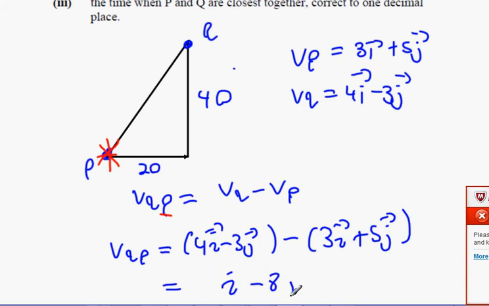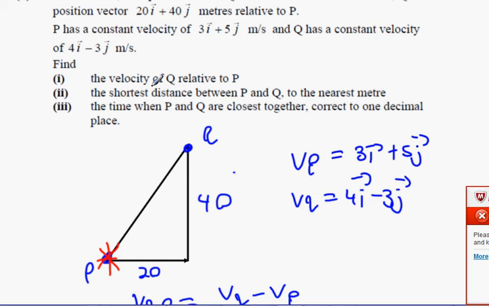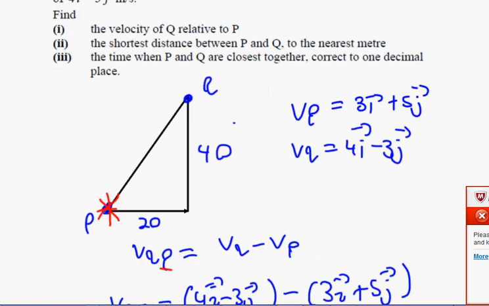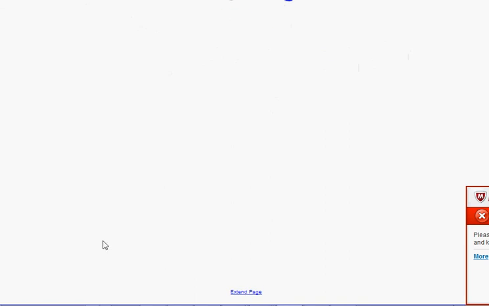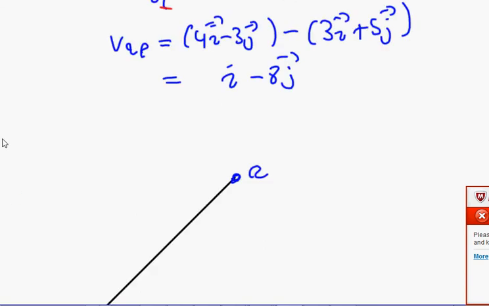Now, having done that, find the shortest distance between P and Q to the nearest meter. Shortest distance, okay? So here's the deal. What I'm going to do is draw myself a slightly bigger diagram. P, Q, P is stuck. I'm going to find their initial position.